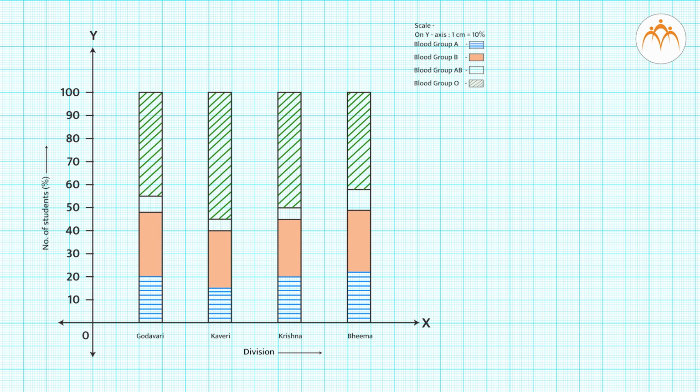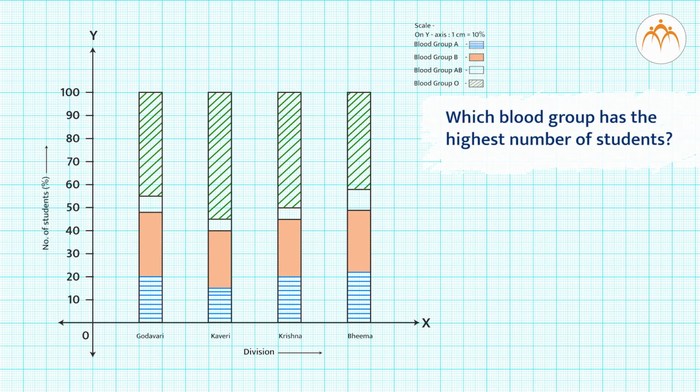Now observe this percentage bar diagram. Analyze it. I'm going to ask you a few questions based on this. You have to answer them. Okay? Let me ask you the first question. Tell me which blood group has the highest number of students? The blood group O has the highest number of students.